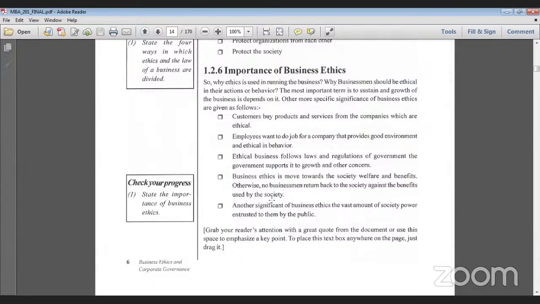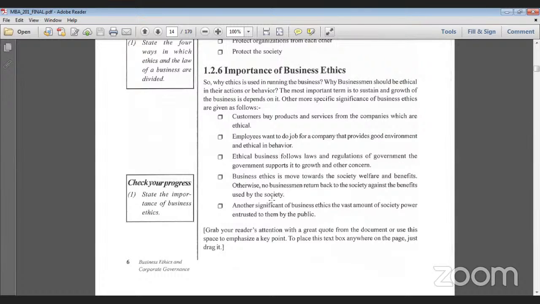Then the importance of business ethics. Why should businessmen be ethical in their actions or behavior? The most important reason is to sustain and grow the business. It depends on it. Other more specific significance of business ethics are given as follows.